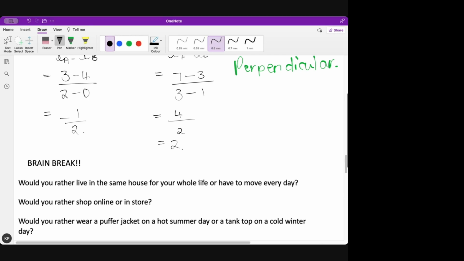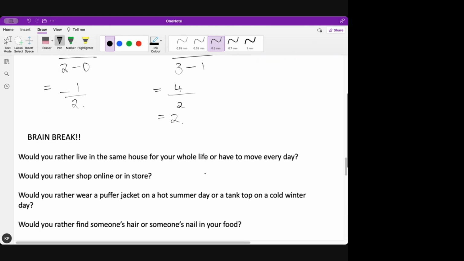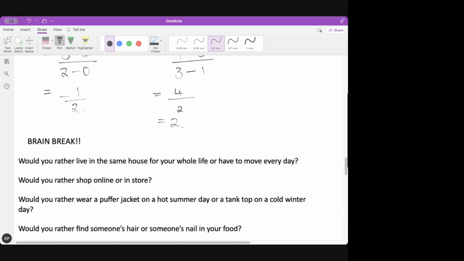Alright, guys. Next one, would you rather find someone's hair or someone's nail in your food? Not artificial nail, a nail that broke off of their finger. What do we say, guys? Everyone's like, hair is fine. Hair is okay.